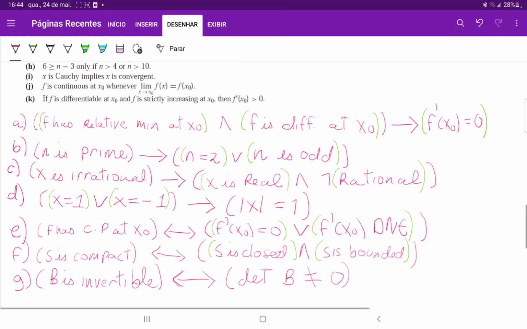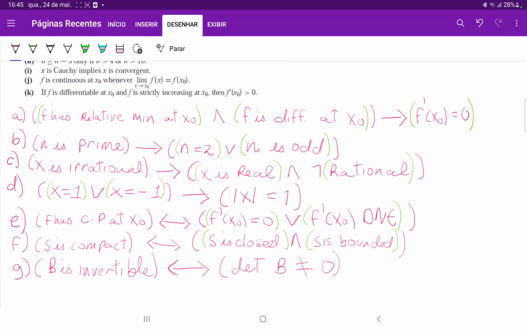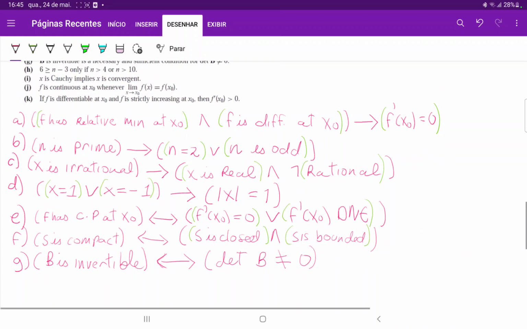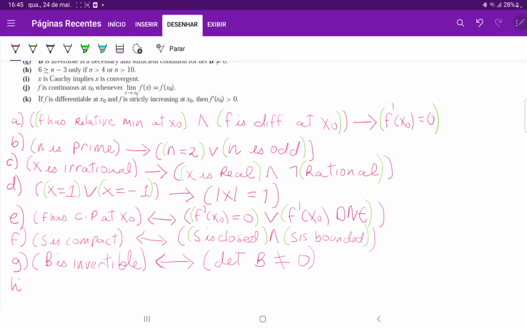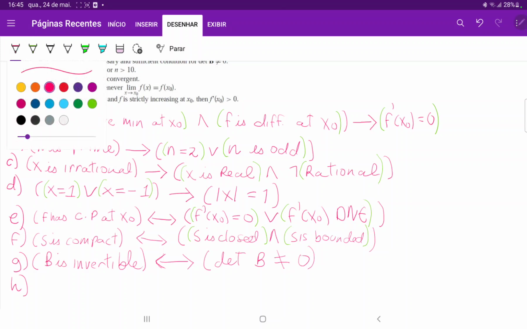Now we go for item H, right? Once more, I'll zoom out a little bit. So for item H, what do we have? We have 6 is greater than or equal to n minus 3 only if n is greater than 4 or n is greater than 10. Now, let's think about what this only if means, right? P only if Q. Is that what it means? So let's think about it.